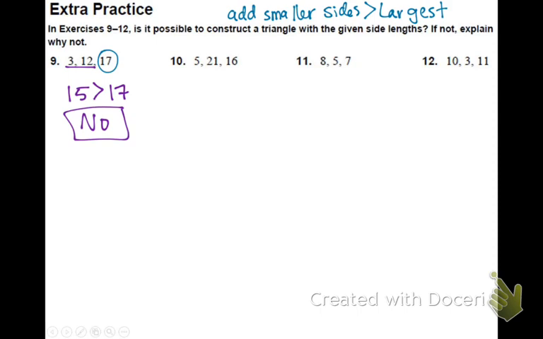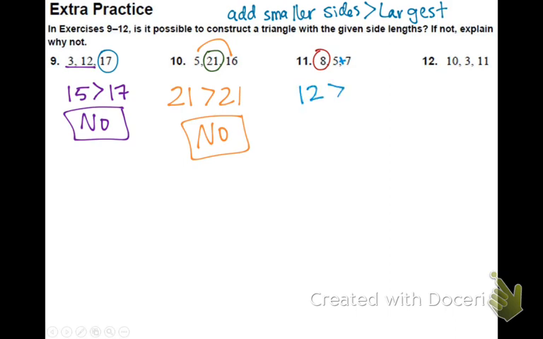Number 10, what's the largest side? 21. So we would add 5 and 16, which is 21. Is 21 greater than 21? No, so this would be a no. The next one, what's the largest side? 8. So we will add 5 and 7. What's 5 plus 7? 12. Is 12 greater than 8? So this one would be a yes.